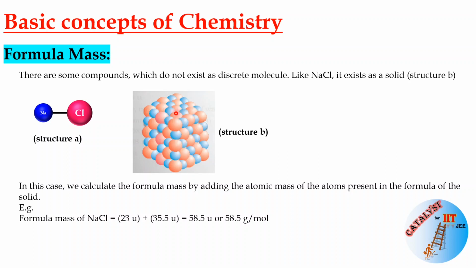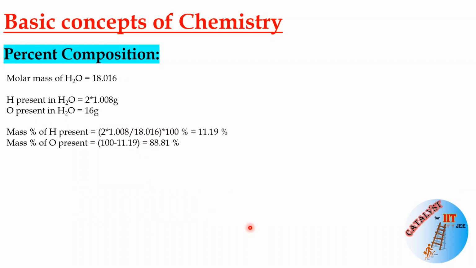So it is not possible to consider all the sodium and chloride ions to calculate the molar mass. In this case the concept of formula mass comes in, and you calculate the formula mass by adding the atomic masses of the atoms present in the formula of the solid. So what is the formula of the solid? It is NaCl. For NaCl the formula mass will be the atomic mass of sodium plus the atomic mass of chlorine. By adding these two atomic masses you get 58.5 gram per mole.